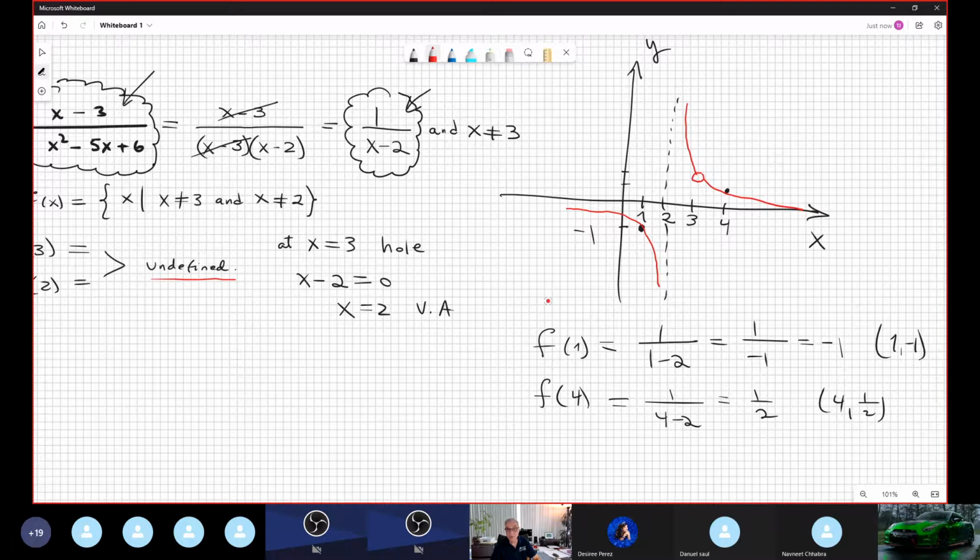However, the position for that hole, if you want to determine, you evaluate the function at 3, but not in the original. In the new one it is 1 over 3 minus 2, which is 1. The point is 3 comma 1. 3 comma 1 is the hole, the position. And that's it. This is clear or no?